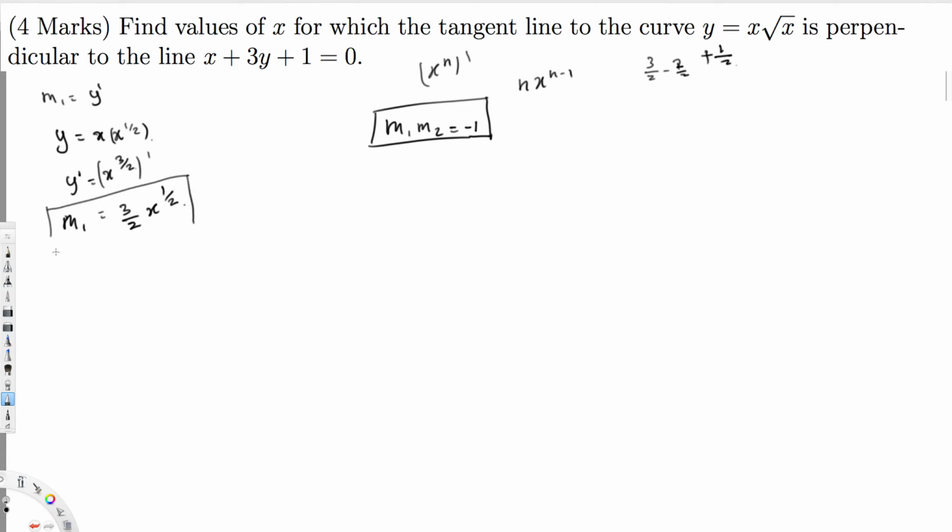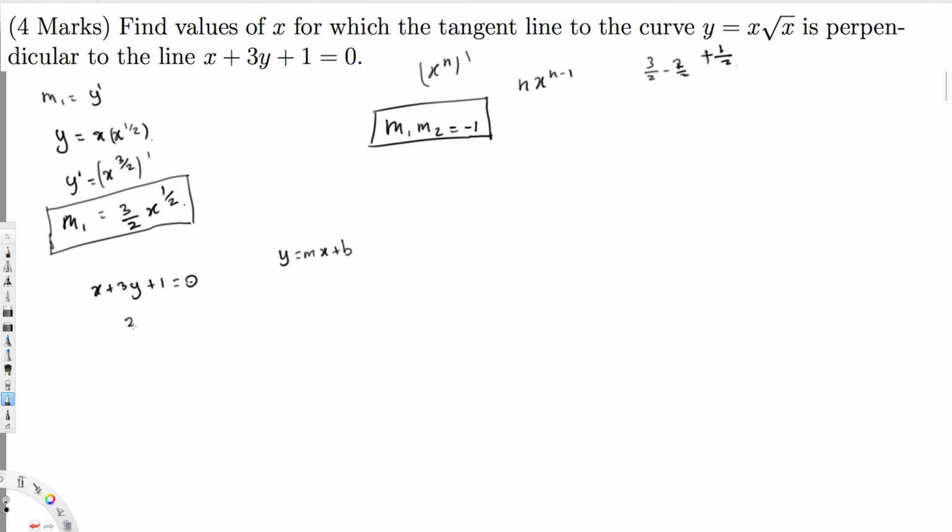So we have m1. In order to solve this question, I have to find m2. m2 is going to be the slope of this given line. To find the slope of this one, I have to rearrange this equation. So x plus 3y plus 1 is equal to 0. This is a line, and generally for a line we have the equation y equals mx plus b. So I have to rearrange this one into that format, bringing everything to the other side except the y.